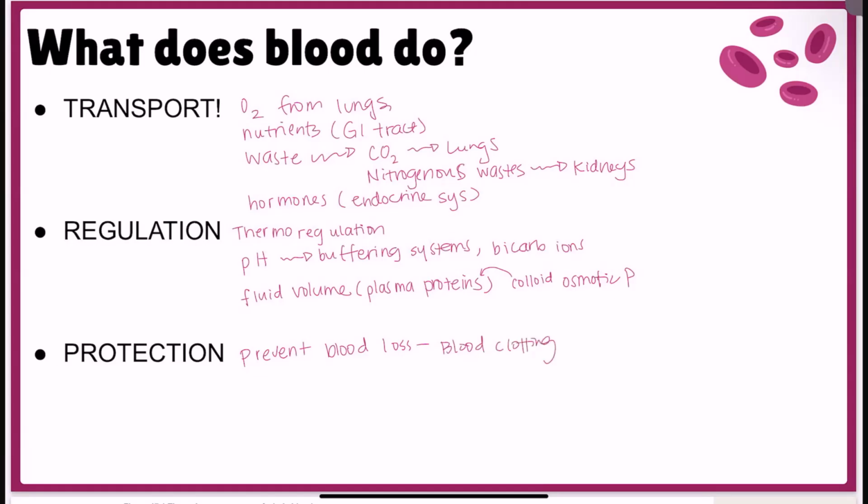Which basically means that when you get a paper cut, you don't just bleed forever, because then you could lose blood over time. But lastly, we also prevent infection. And this is done by things like white blood cells, antibodies, etc. And again, we have a whole immune system lecture where we will cover how this works in more detail.